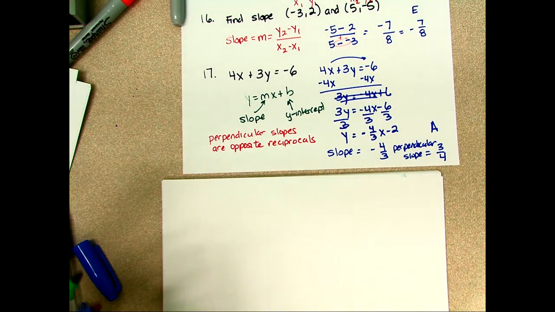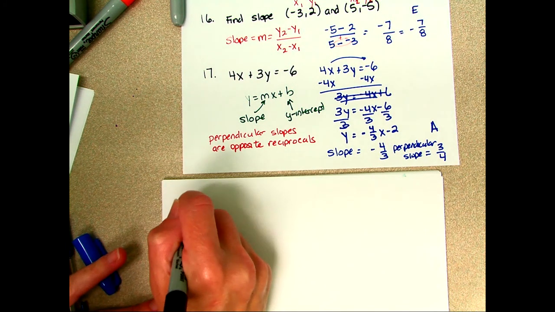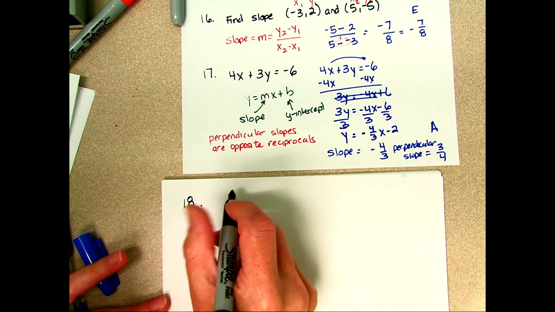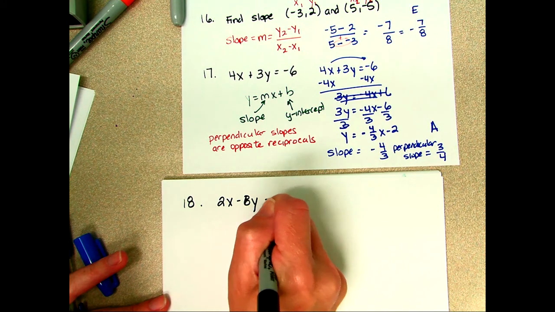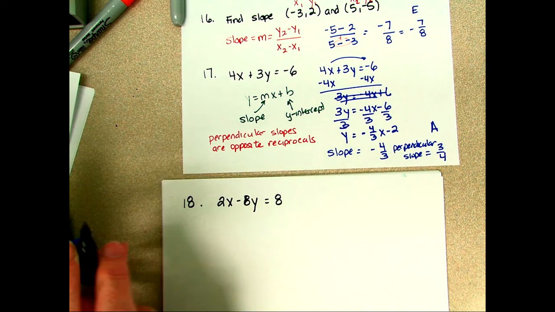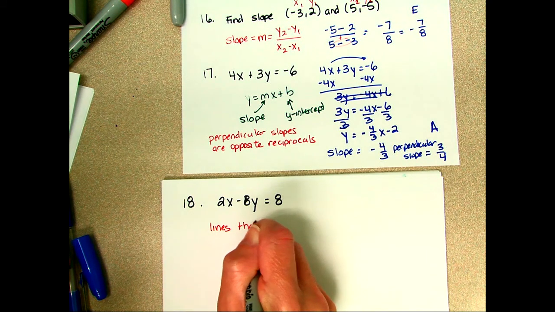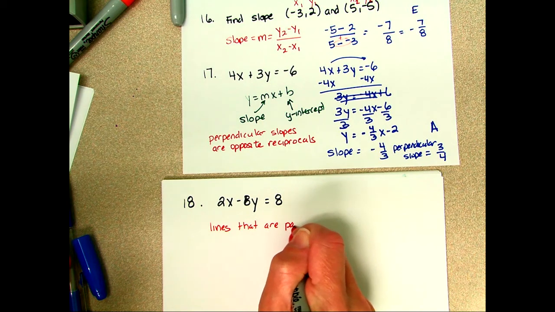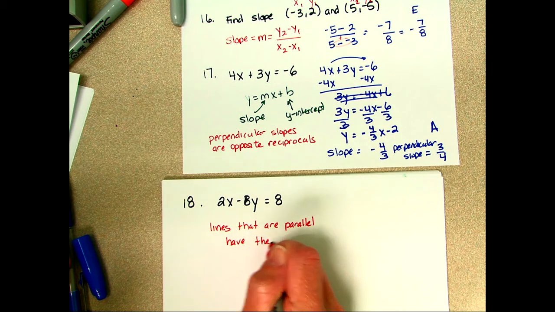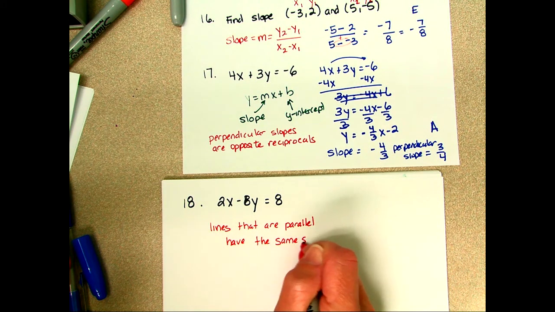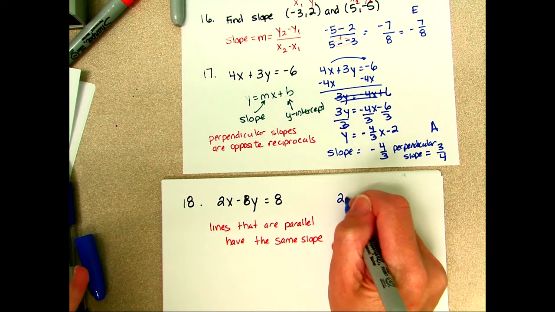Number 18. We have to find the slope that's parallel to the line 2x minus 6y equals 8. Lines that are parallel have the same slope. So let's first find the slope of the line 2x minus 6y equals 8.